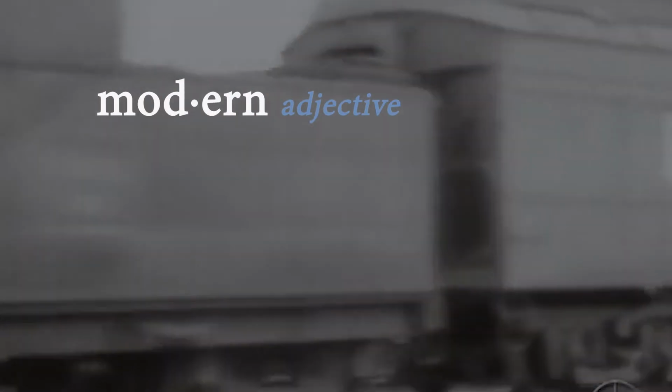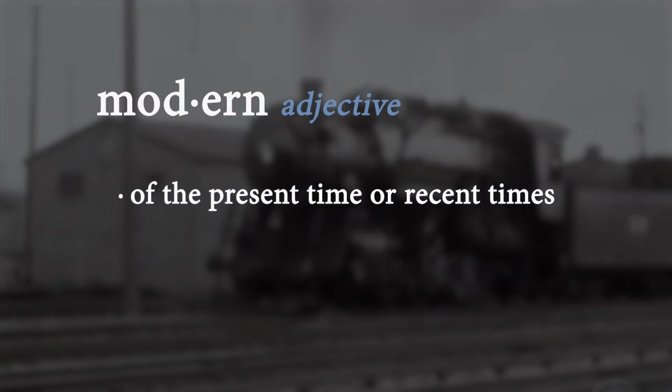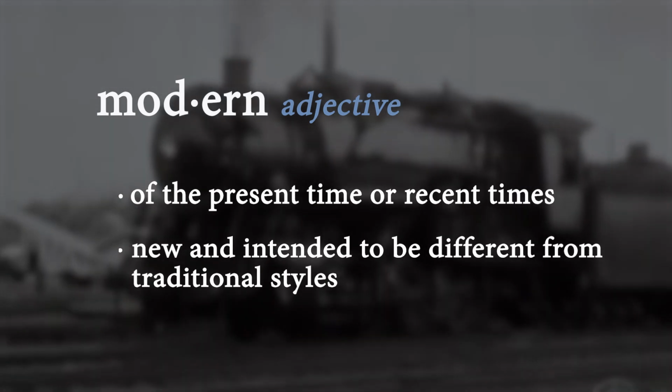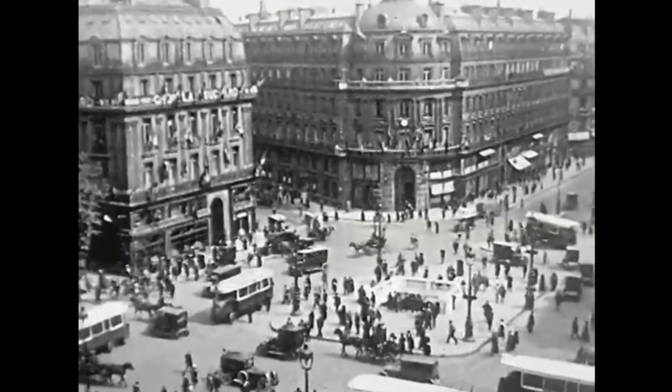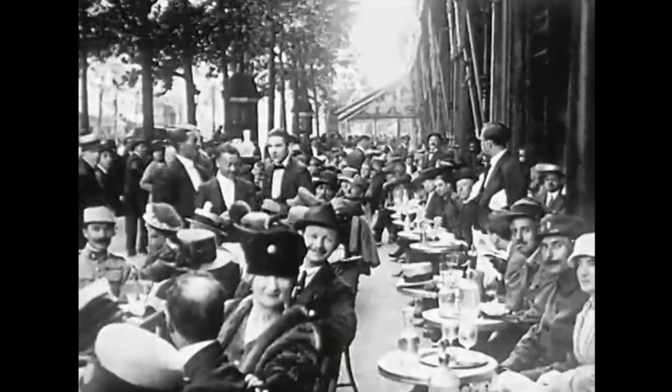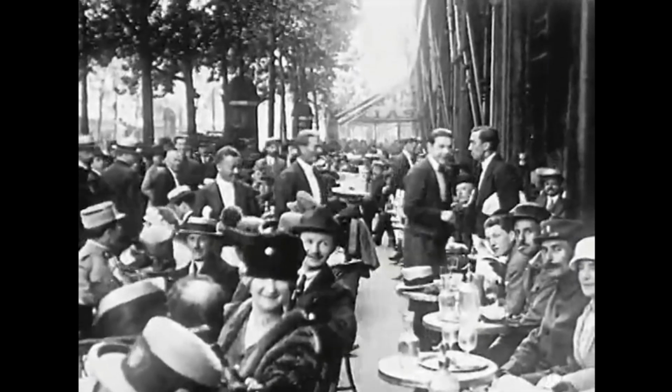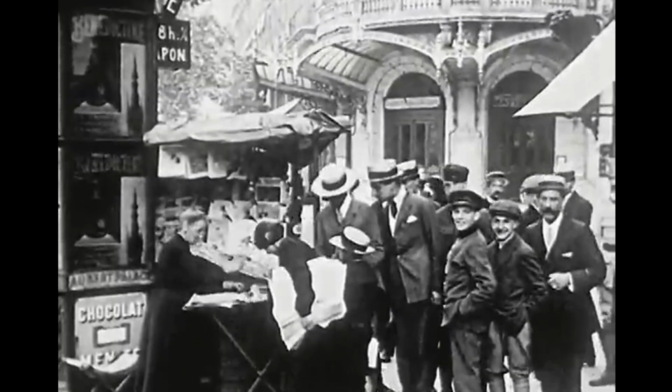What is modern? The dictionary says, of the present time or recent times, and new and intended to be different from traditional styles. However, in the context of world history, the interpretation of modern is relative, varying wildly according to culture and time period, as does its visual expression, modern art.